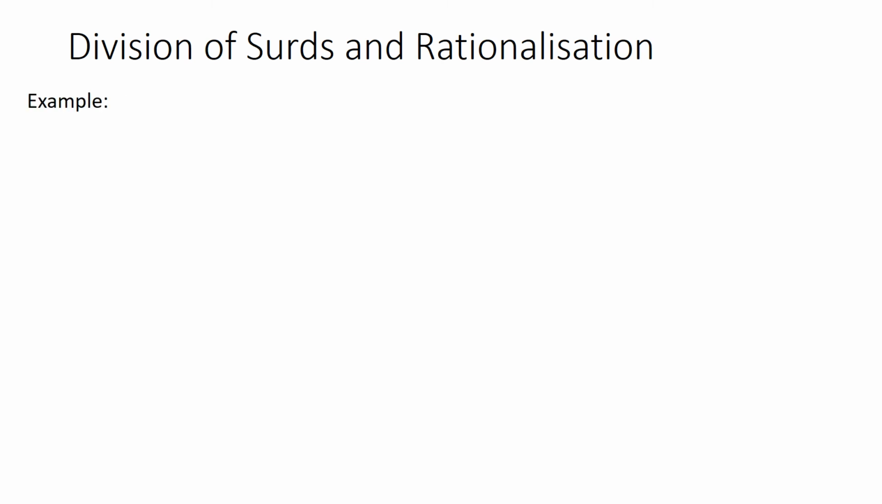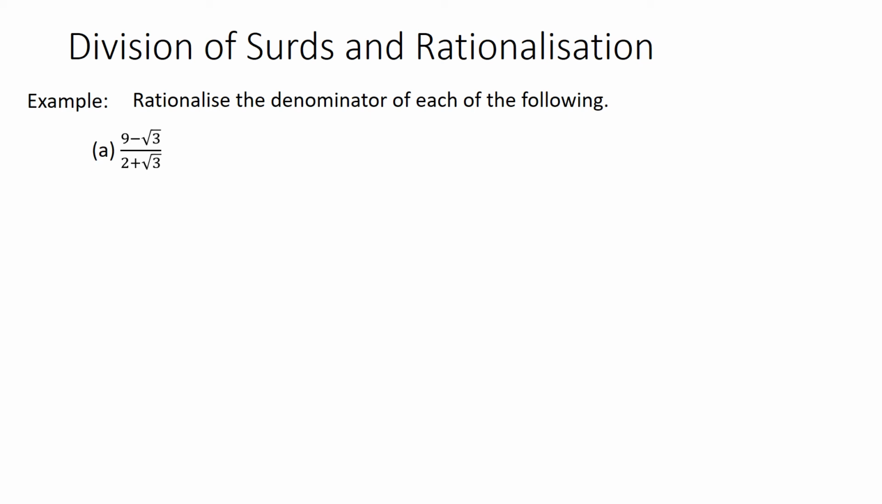Now, let's look at another advanced example of rationalization. Rationalize the denominator of each of the following. A. 9 minus surd 3 over 2 plus surd 3. B. 7 surd 3 plus 3 surd 2 over 2 surd 3 minus 5 surd 2.